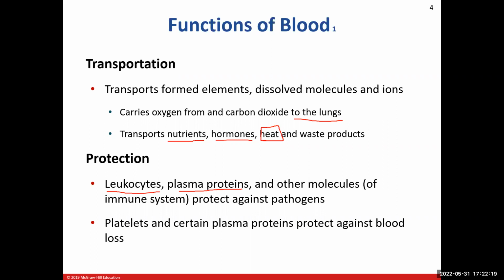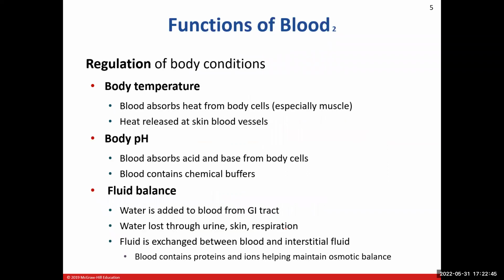In fact, when you go and have an antibody test performed, they are going to draw blood and measure how many antibodies you have in your blood. And then we'll see also platelets, and then of course our plasma proteins that are going to be found in our blood, which will help promote clotting. So if you damage a blood vessel and you're losing blood, those plasma proteins will help with that clotting. I already talked about body temperature.